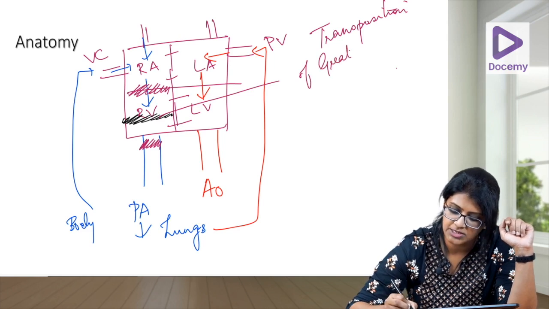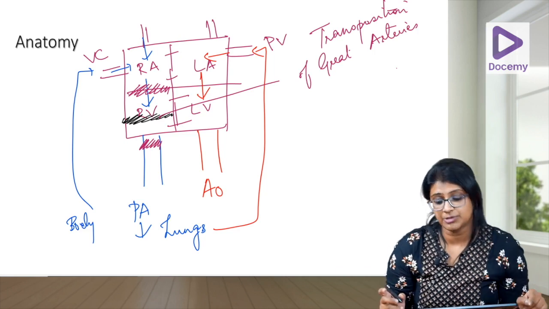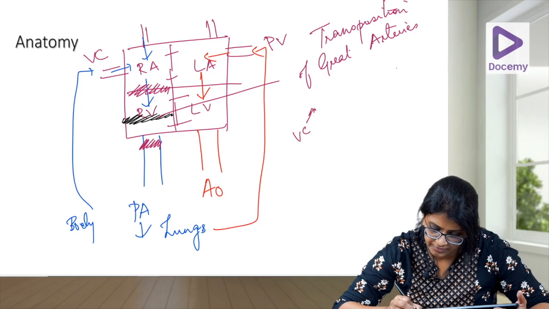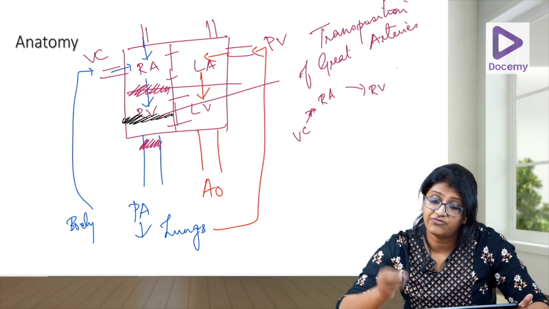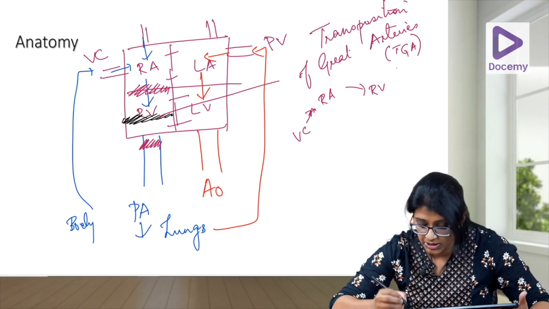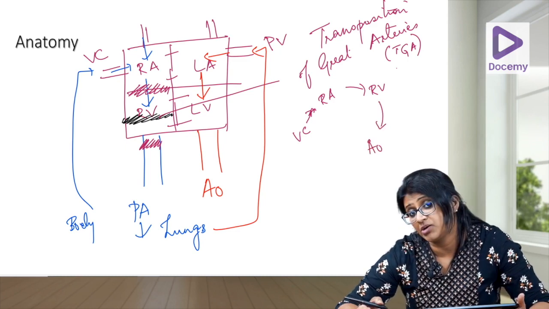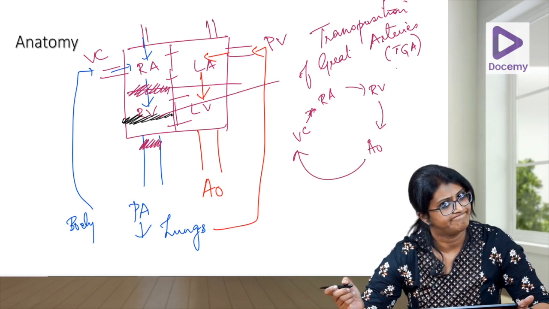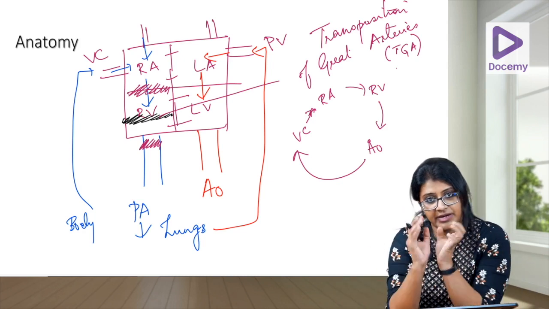So what happens in transposition of great arteries? You remember that circulation I was talking to you about earlier. Your vena cava drain into your right atrium, which drains into the right ventricle. Now if you have a transposition of great arteries, or a TGA, your right ventricle then pumps out into the aorta. What does the aorta do? It goes to the body, brings blood back to the vena cava. Where are the lungs? Lungs are totally bypassed by this particular circulation.